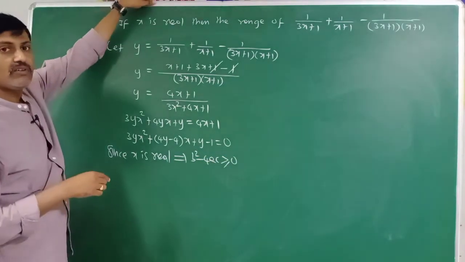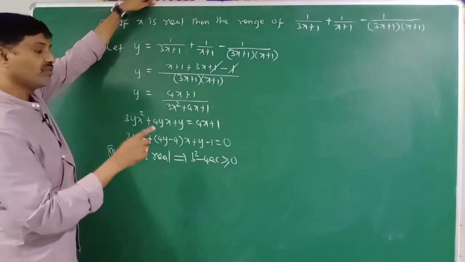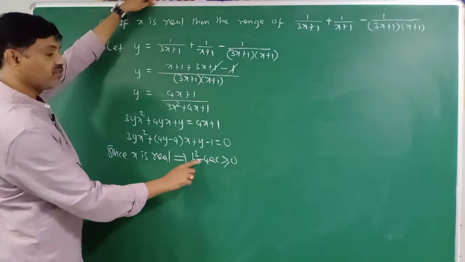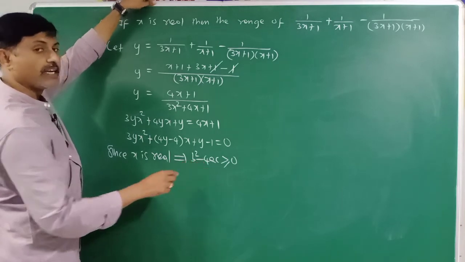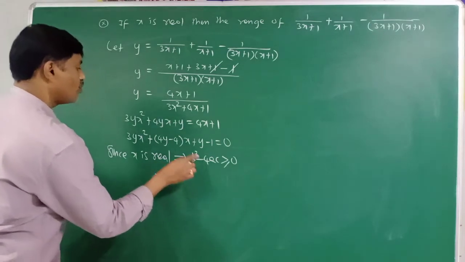Delta equal to 0, real and equal; delta greater than 0, real and distinct. Both the cases x is real. That's why we have to take b square minus 4ac greater than or equal to 0. That implies, what is b here?